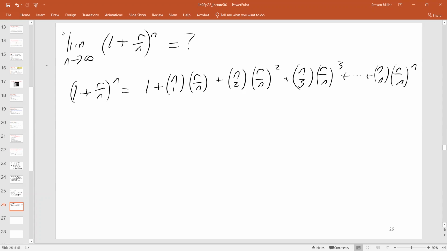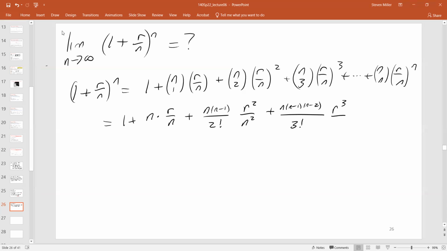Let's just start to see what this is. n choose 1 is just n times r over n. Then we have n times n minus 1 over 2 factorial times r squared over n squared, plus n times n minus 1 times n minus 2 over 3 factorial times r cubed over n cubed, plus dot dot dot. And now what I'm going to say is, this is calc 2. I don't have to prove things rigorously. I just want to do enough to give you a sense of what's going on.